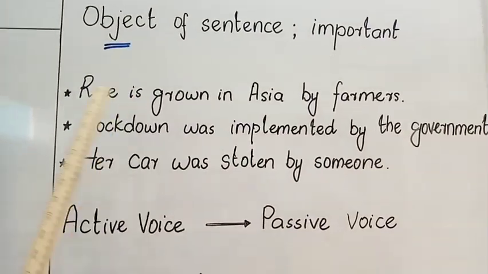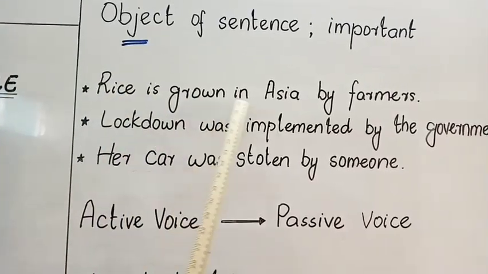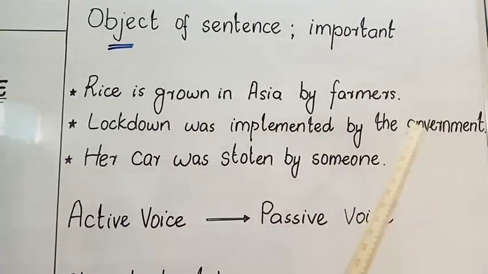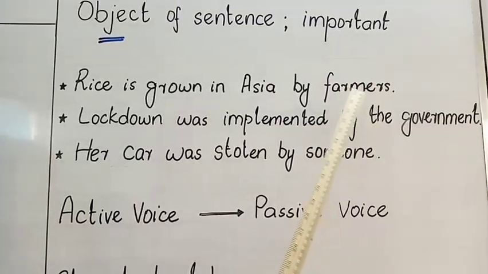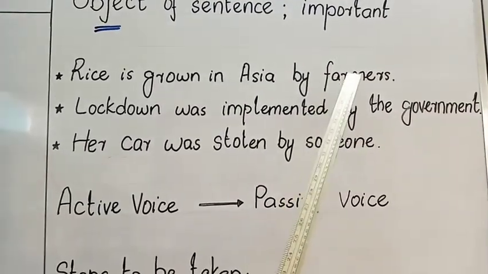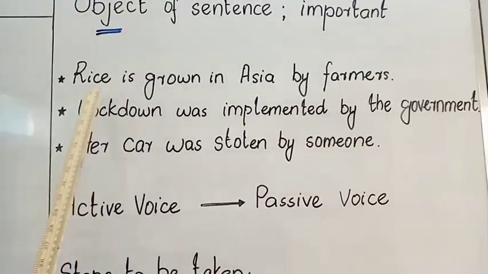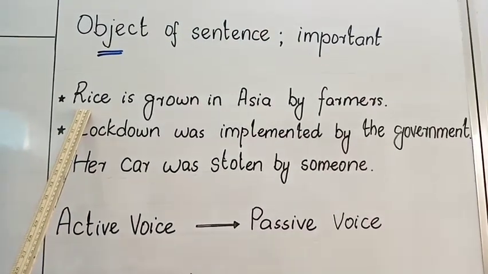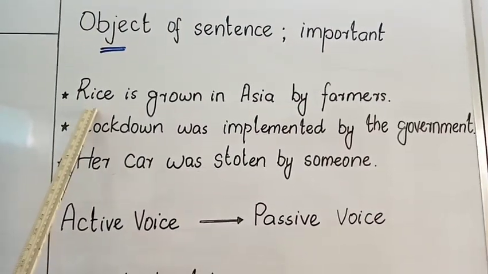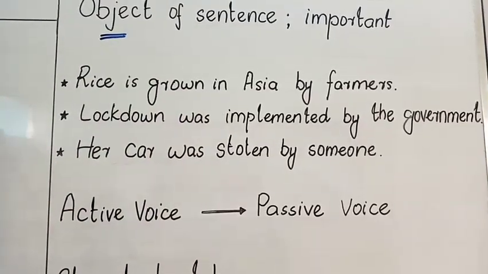For example, rice is grown in Asia by farmers. We know that farmers grow rice, but we are not interested in farmers. We are interested in what is grown in Asia. So rice is grown in Asia.